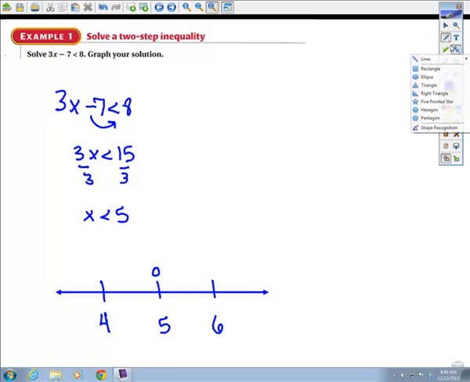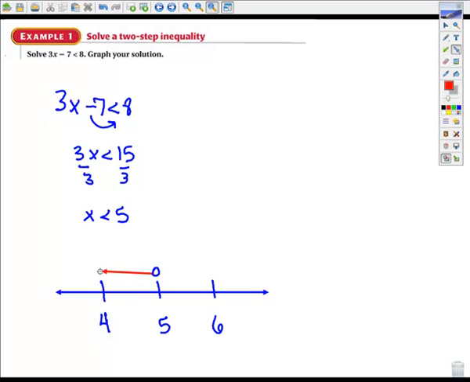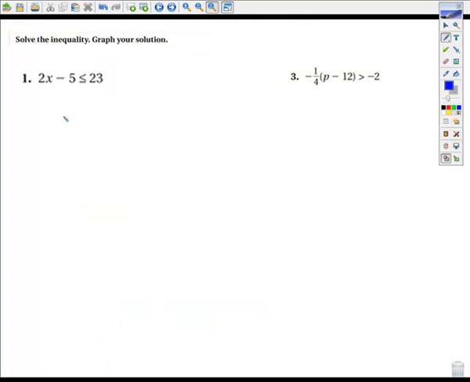And then since this is less than, I want to go ahead and shade it or draw the arrow out to the left. So there is x is less than 5. Let's do a couple more.